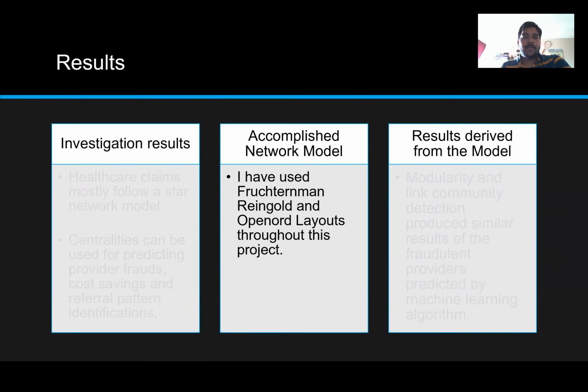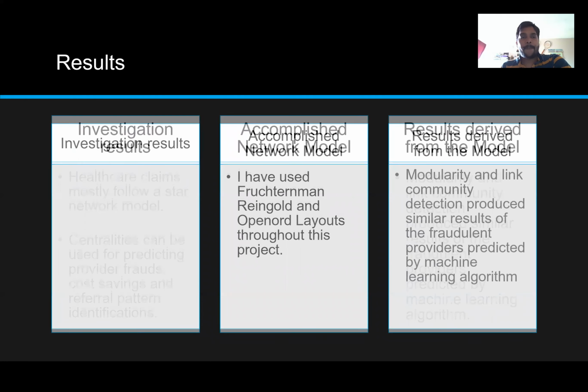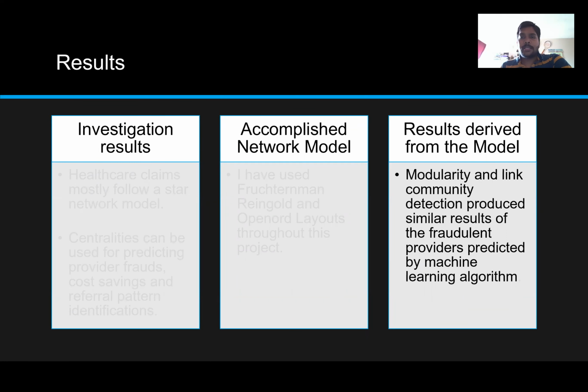In this project, I have used the Fruchterman-Reingold and OpenORD layouts throughout, as those two layouts were found to fit this data well. The results derived from this model, basically modularity and link community detection, produced results similar to the fraudulent providers predicted by machine learning algorithms. Providers with more modularity or more link communities were found to have a possibility of fraud as per the machine learning algorithm.